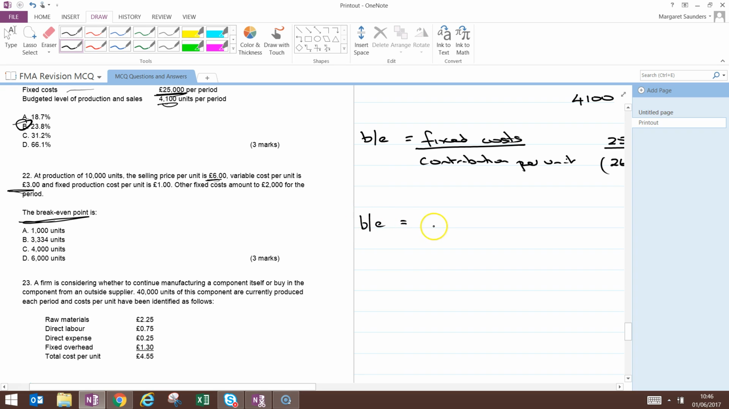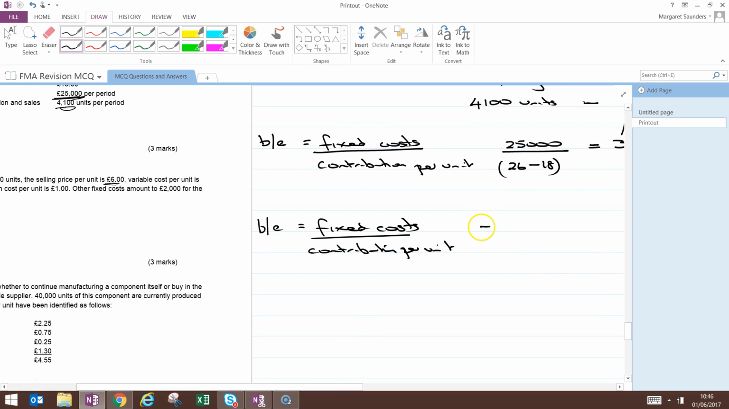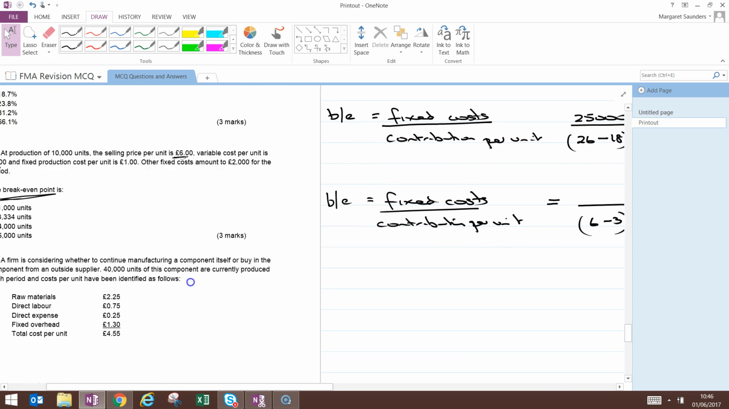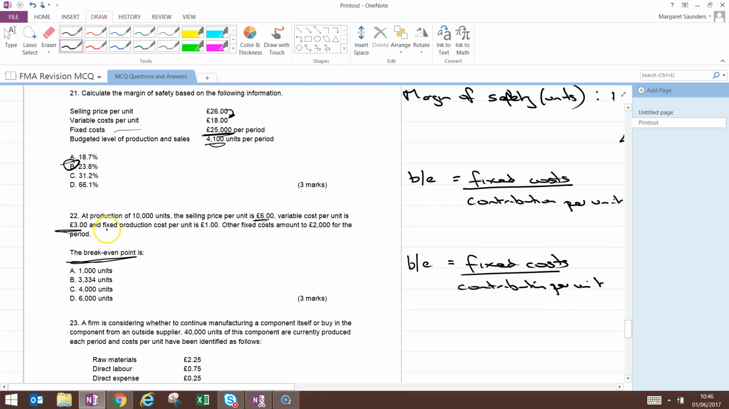So break even is equal to fixed costs divided by contribution per unit. So we know the contribution per unit is the selling price minus the variable cost. 6 minus 3. We just need our fixed costs. So we've been given the information in a slightly different way. Our fixed production cost is £1 per unit, and other fixed costs amount to £2,000.